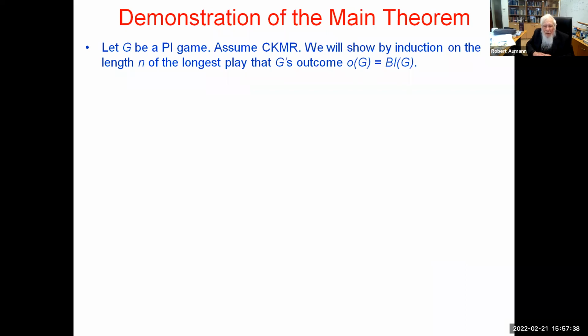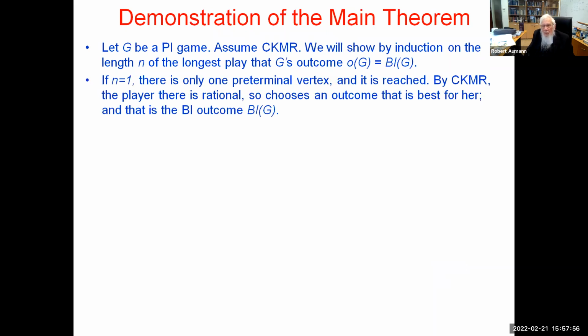Okay, fine. So the demonstration of the main theorem. Let G be a perfect information game and assume common knowledge of material rationality. We will show by induction on the length n of the longest play that G's outcome, which we call O of G, is equal to the backward induction outcome, BI of G. If n equals 1, there's only one pre-terminal vertex, and it's reached. By common knowledge of material rationality, the player there is rational, so chooses an outcome that's best for her, and that is the BI outcome. So if n equals 1, there's no problem.